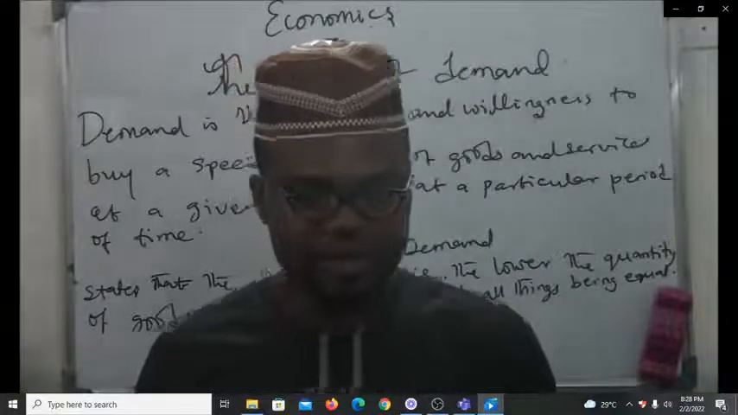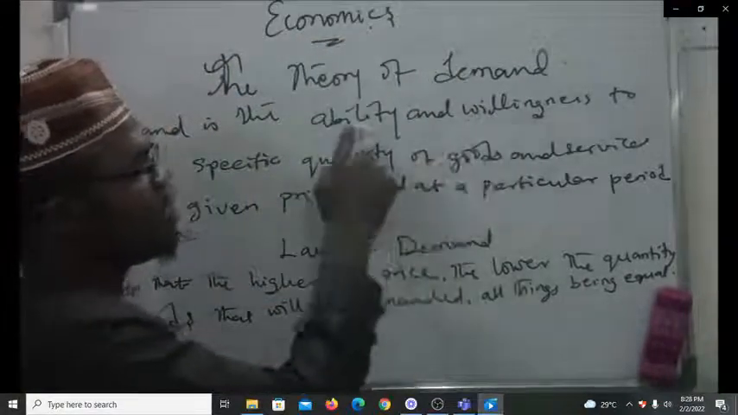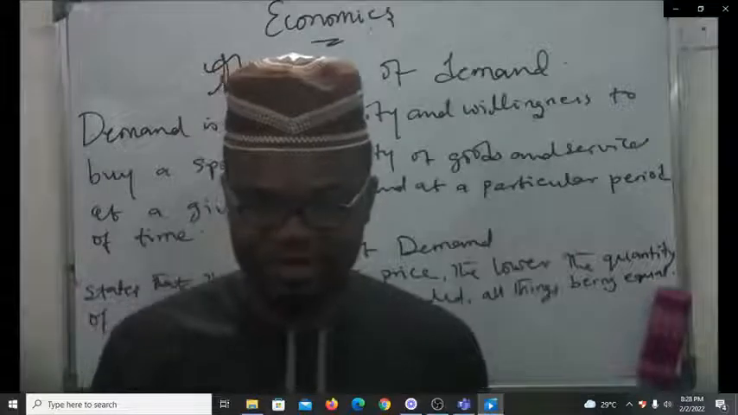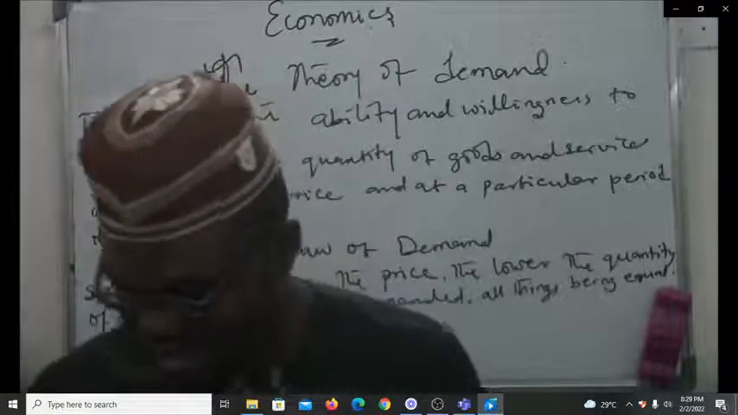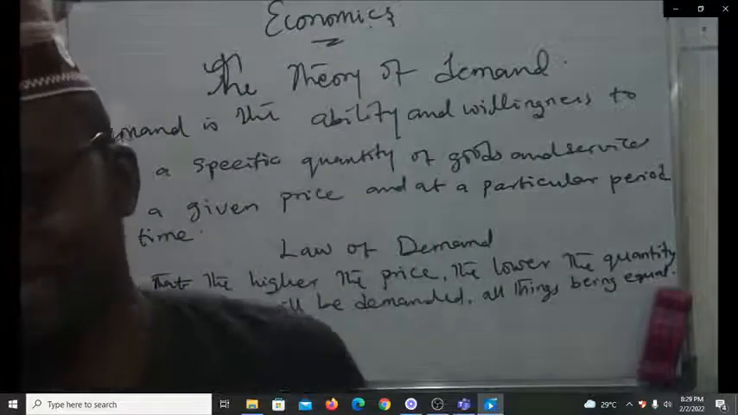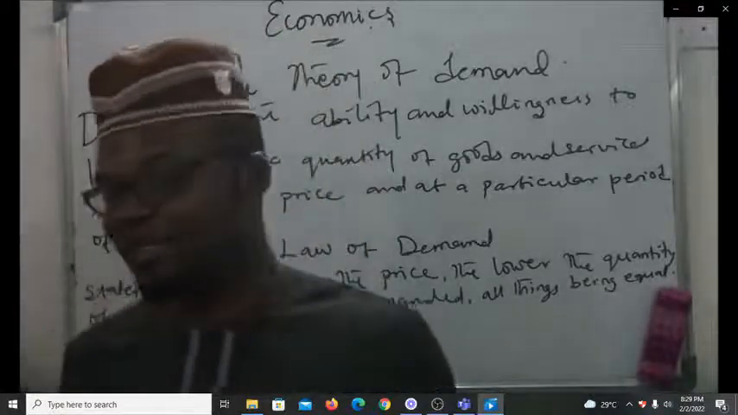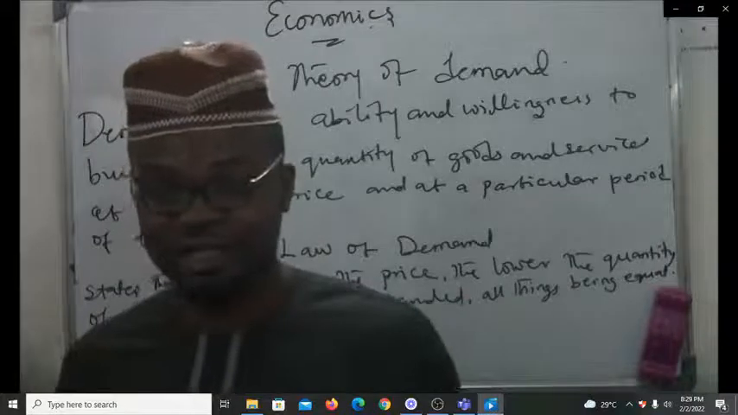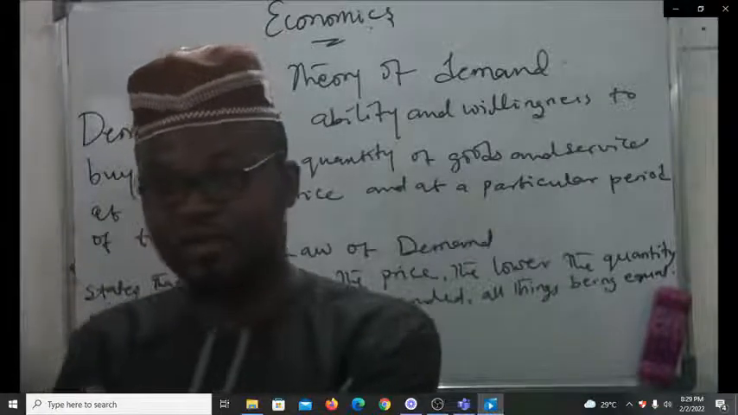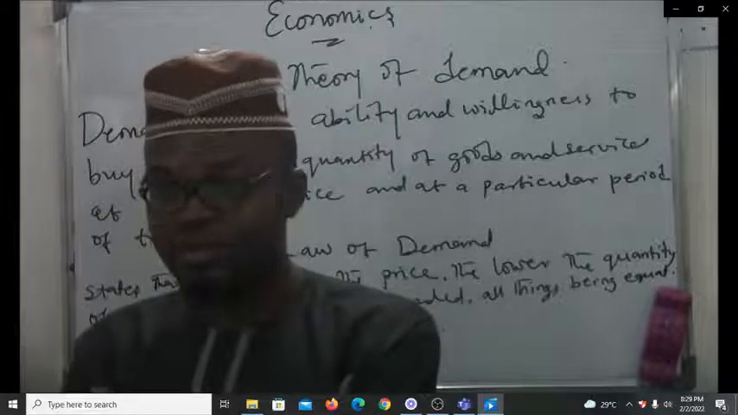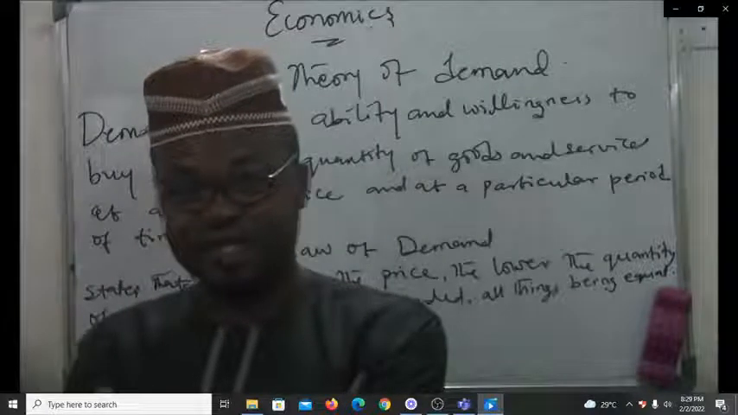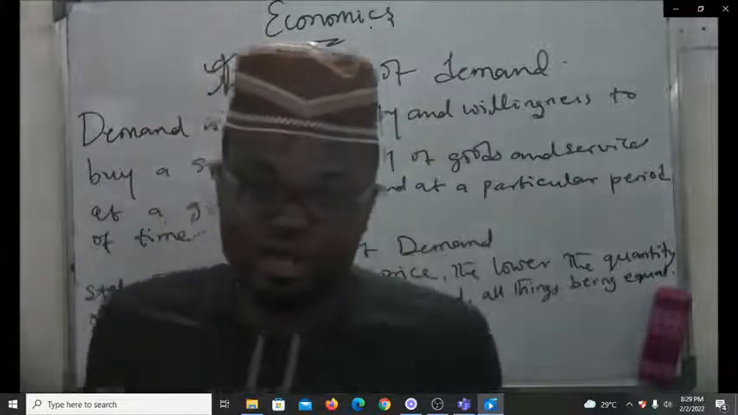It can only be called demand when you're willing and able. And what is able? When you talk about ability, you're talking about capability. You're talking about the money. You need to have the money. If you come to this school and everybody here wishes to drive a Ferrari, but because of the price of a Ferrari that is very costly, are we willing and able to have a Ferrari? We are willing, but we are not able. So you cannot say there is high demand for Ferrari here, isn't it? It has to be low because we are not able to afford it.